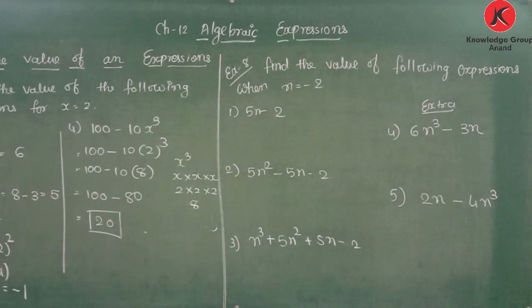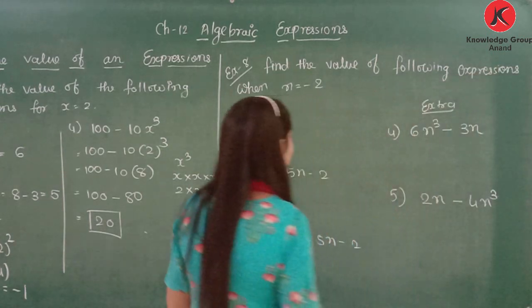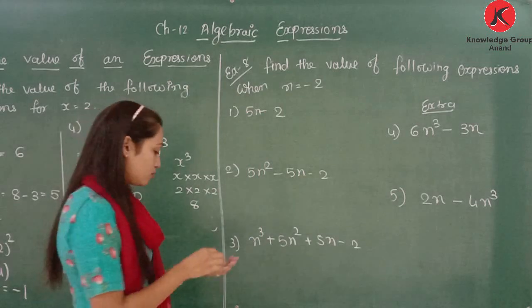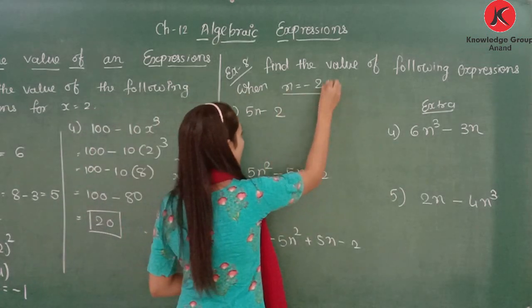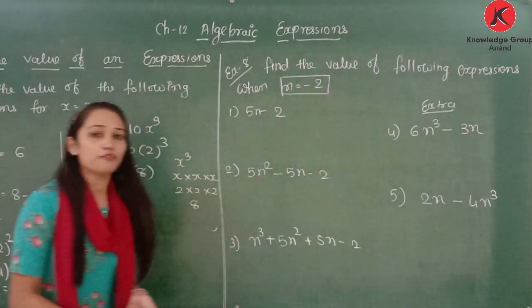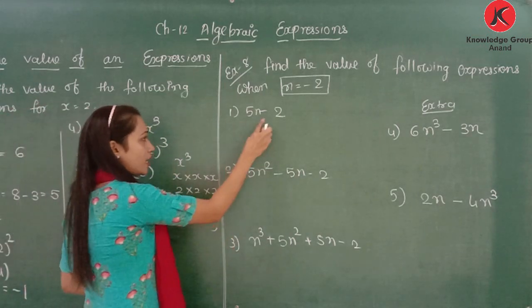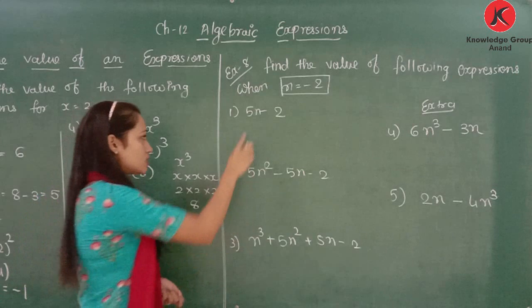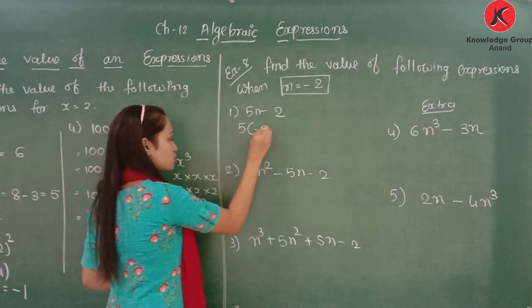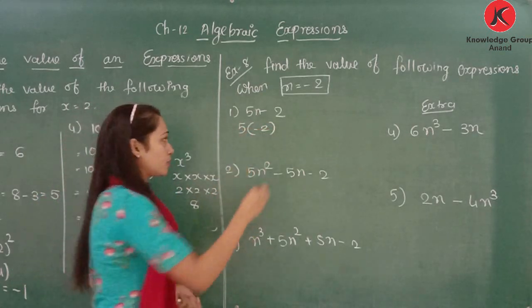Now next, example 8. Find the value of the following expressions when n is equal to minus 2. Here you can see the value of the variable is given, n is equal to minus 2. So instead of n you need to write minus 2. So let's start with 5n minus 2. So instead of n you need to write minus 2. So we write minus 2 here.